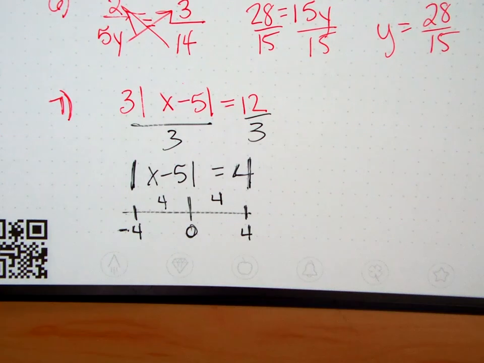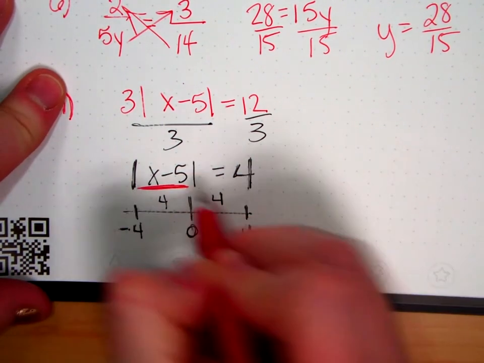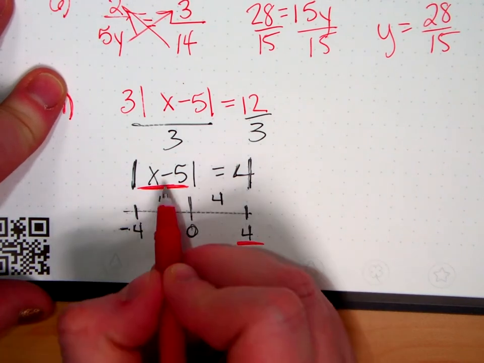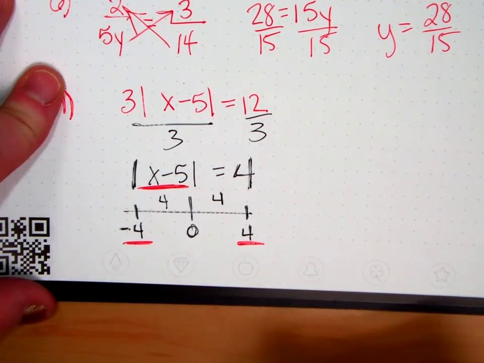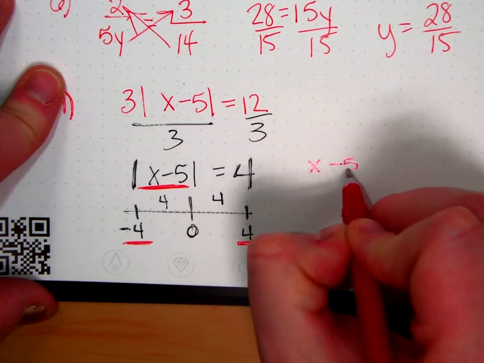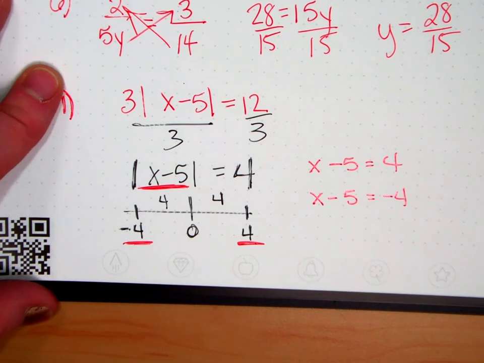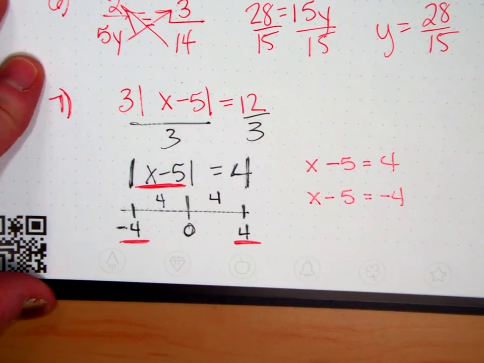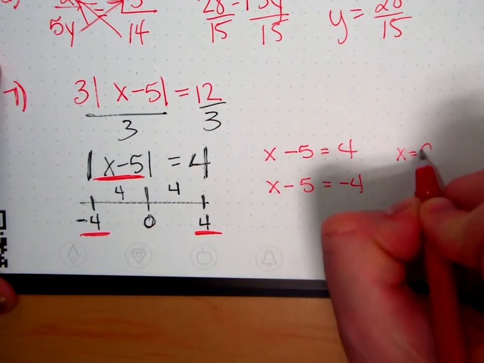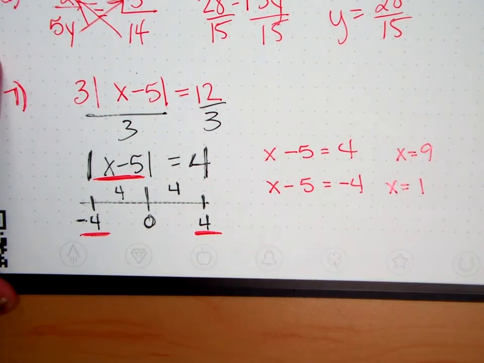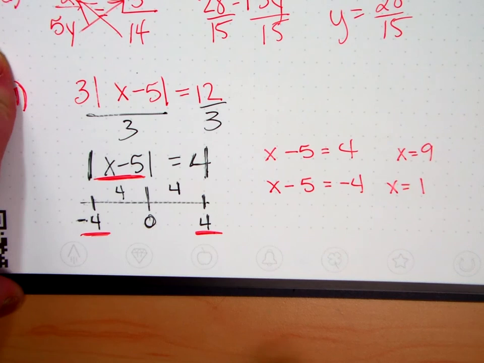So when you have 2 possible solutions, this value here can be 4, because 4 is away from there, and the value inside could also be negative 4. So your 2 problems are right there. Now you just solve it. So this one is x equals 9, x equals 1. Add 5, add 5. And that's all you're doing with absolute values.